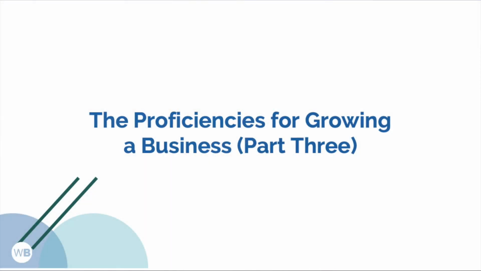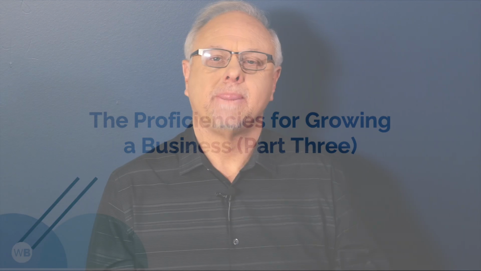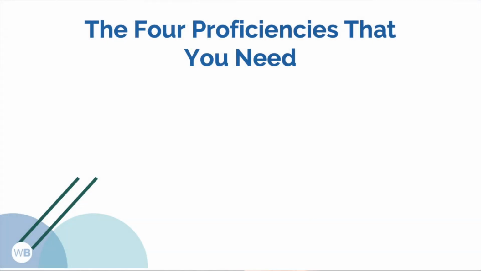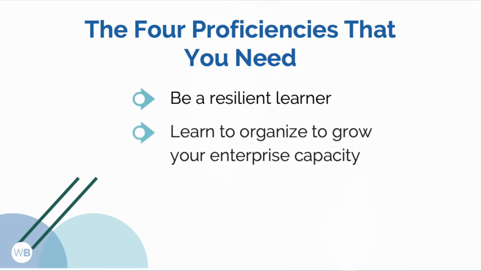Today I'm going to continue to talk about the proficiencies that are necessary for growing a business. We've shared two of those with you. You can go back and catch those on our vlogs. The first proficiency is that you learn yourself to be a resilient learner. The second proficiency is to organize to grow your enterprise capacity. In other words, there's a real specific approach you need to take to cause your business to be able to scale and grow.